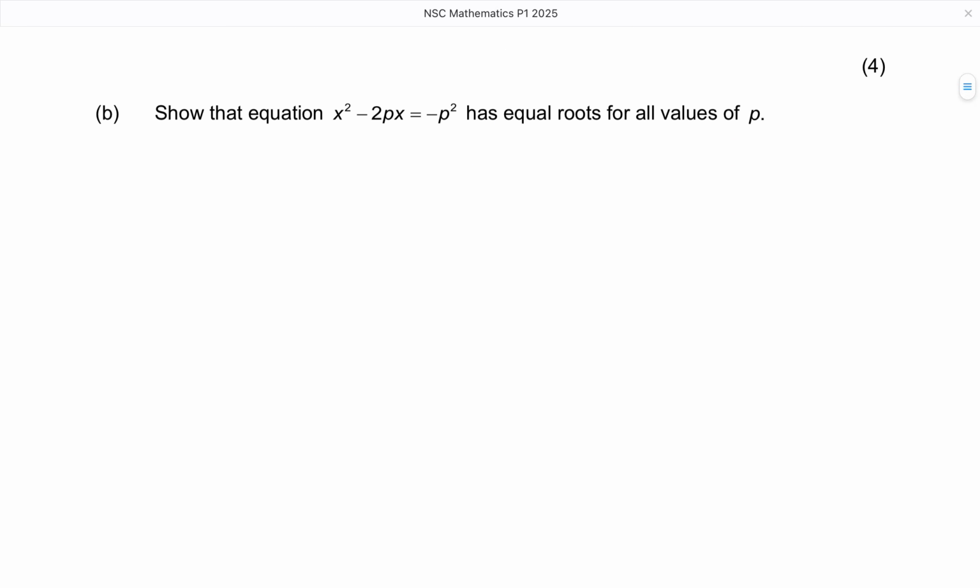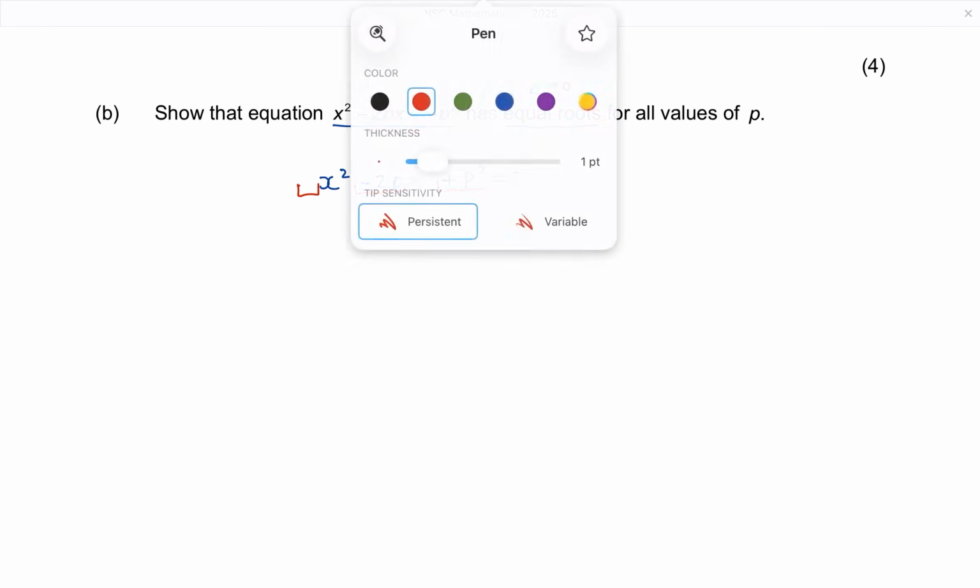And then for the last question, it says show that the equation has equal roots for all values of p. So equal roots means delta needs to be equal to 0. For us to get delta, we first have to put the equation into standard form. So we are going to bring the p squared back to the left-hand side. So it's going to change its sign. And now we've got a trinomial. So this is our a value. This is the b value, and this is the c value.